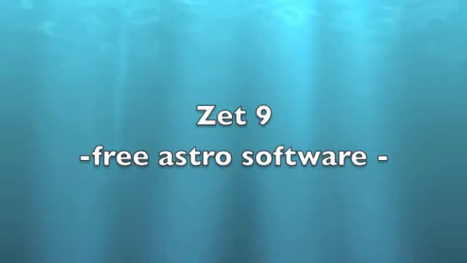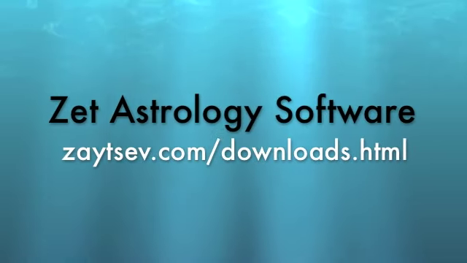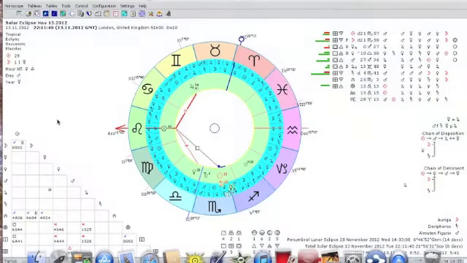We're going to look at Zet-9 free Astro software that's produced by Zet9.com. It's absolutely brilliant for the beginner astrologer and probably is the best free download that I've been able to find on the internet.